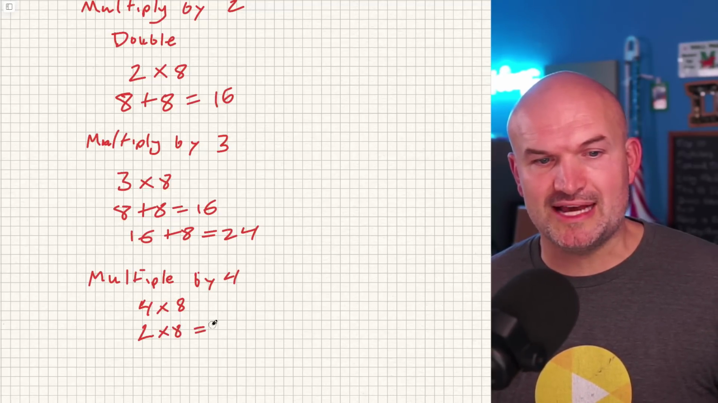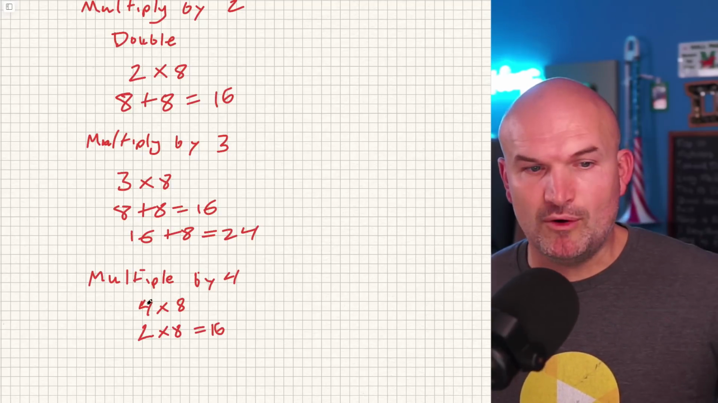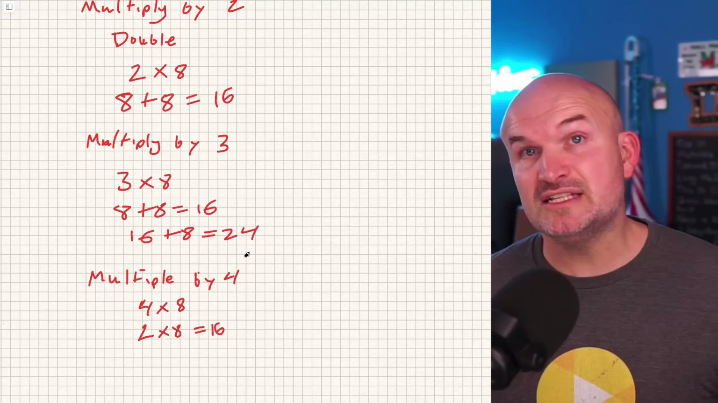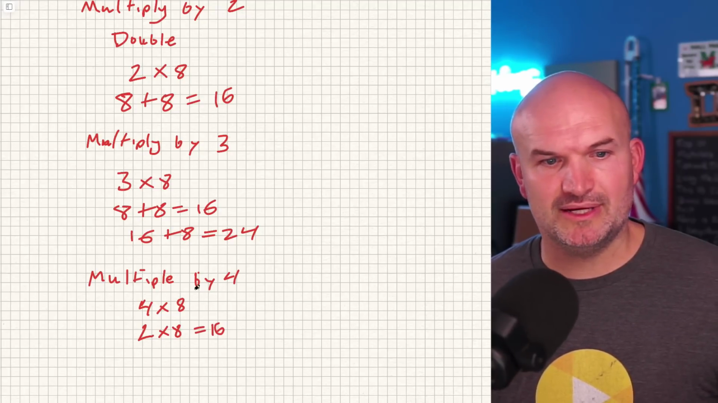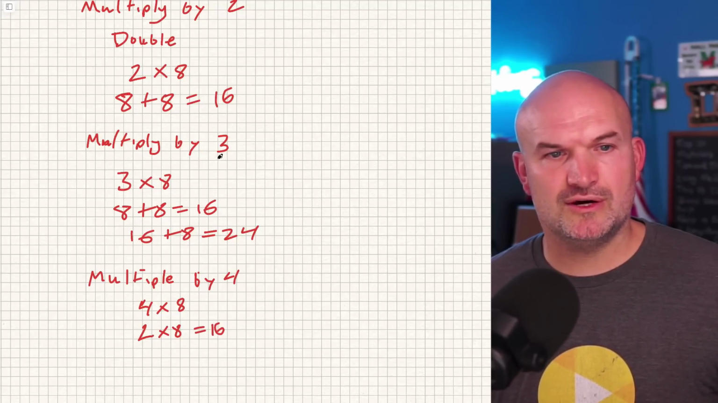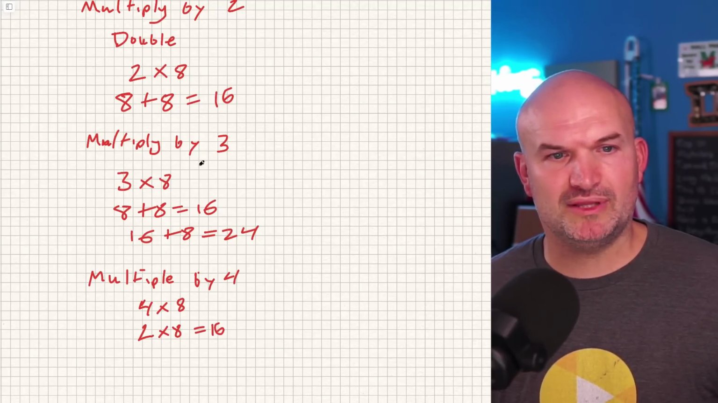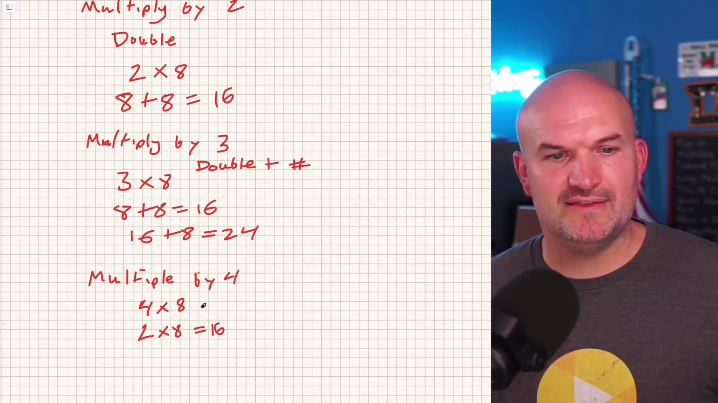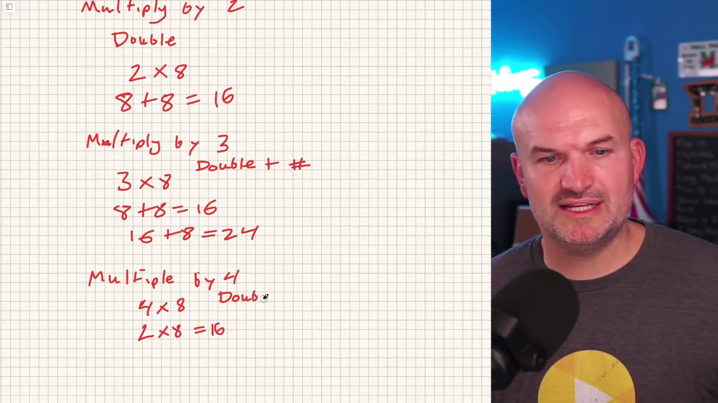2 times 8, you got that to be 16. Well, multiply by 4 is double multiply by 2. So this is what we call the double method. I don't know why I didn't write that in there. So, let me write that in there. So double and then plus the number. And then here, all you're simply going to do is double.